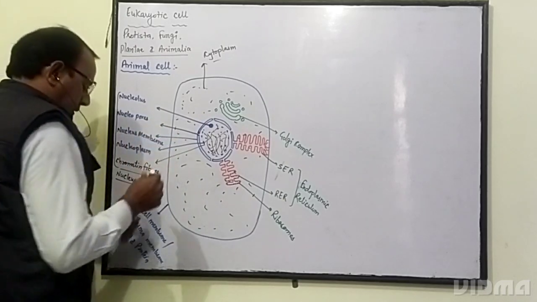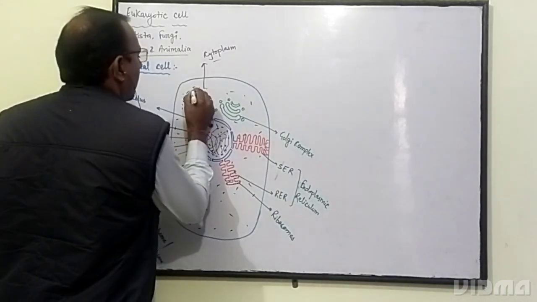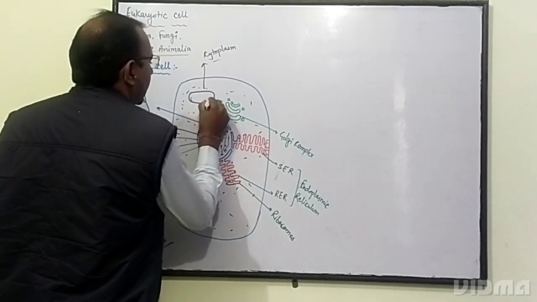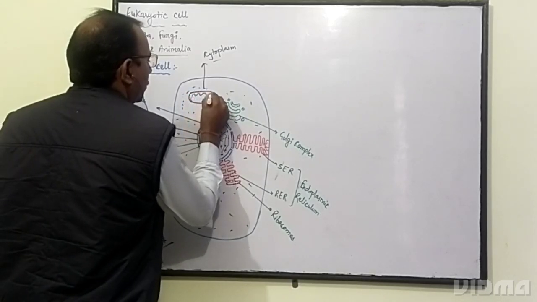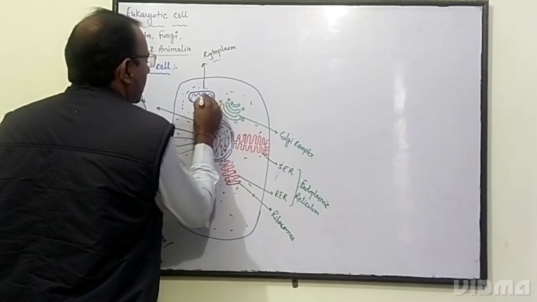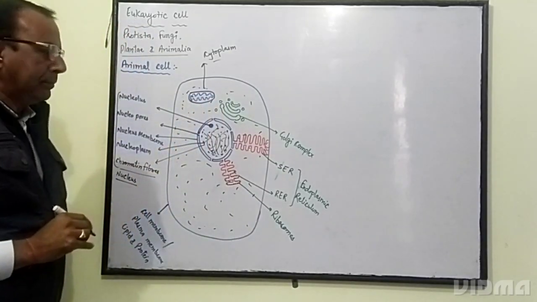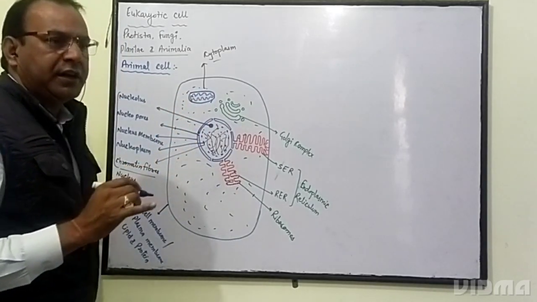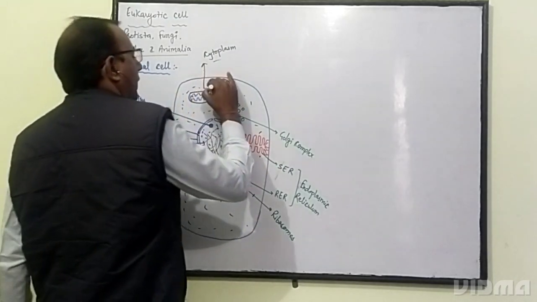Another cell organelle is the mitochondria. Mitochondria is also a double membrane organelle. The outer membrane is smooth and the inner one contains many folding structures. These folds produced by the inner membrane are called cristae. We will discuss this later.